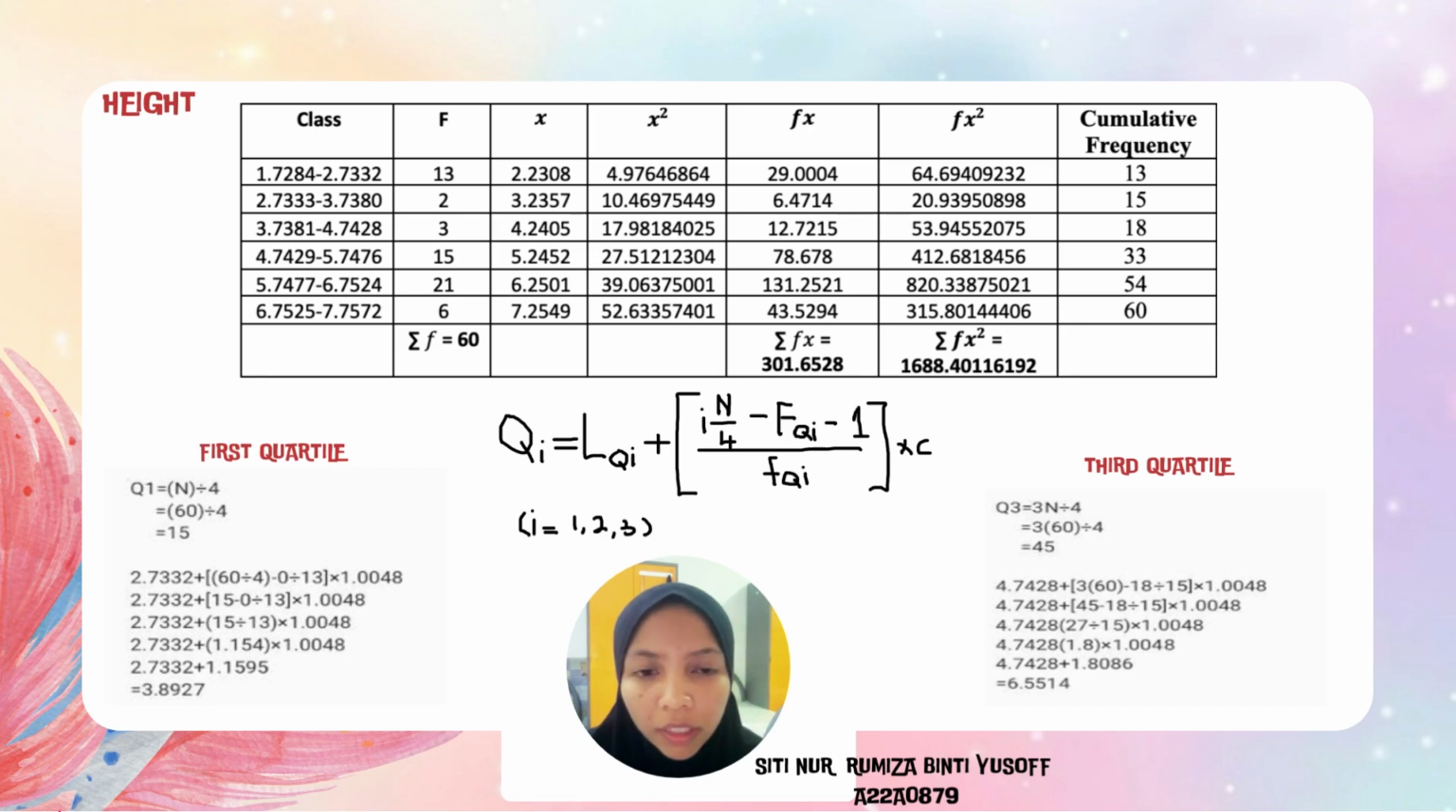For the third quartile, we have to find N first. So 3 multiplied by 60 divided by 4. So we get 45. So we have to find LQ3. LQ3 is 4.7428 plus 3 multiplied by 60 minus 18, divided by 50, multiplied by 1.0048. So we get the third quartile is 6.5514.